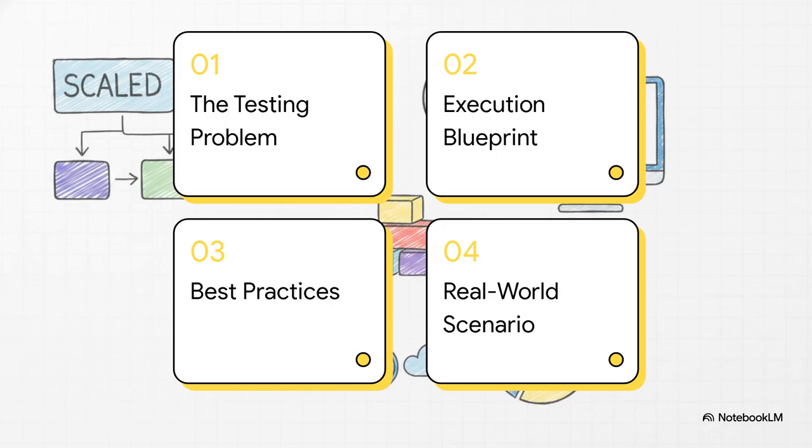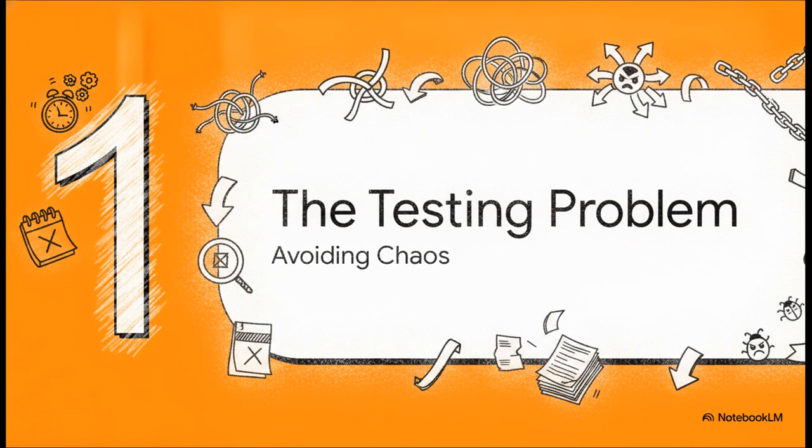To get us there, here is our roadmap for today. First, the manual testing problem. Second, the scalable execution blueprint. Third, essential best practices. And finally, a real-world testing scenario. Let's kick things off with Section 1, the manual testing problem.